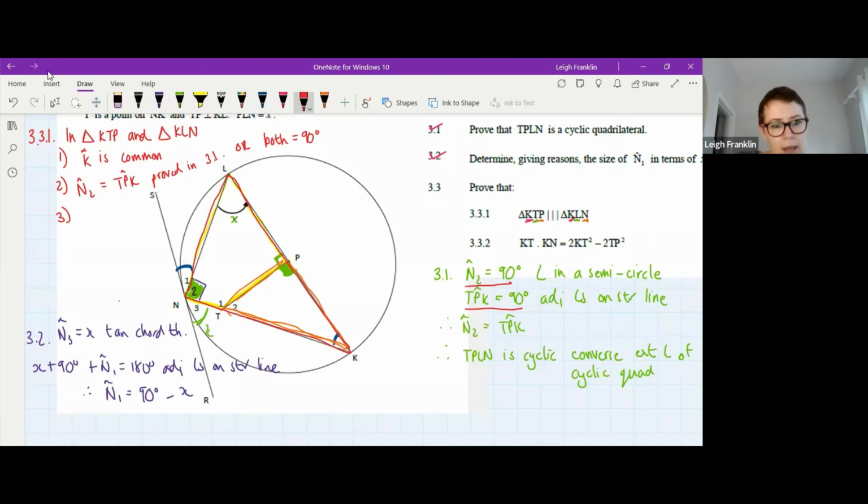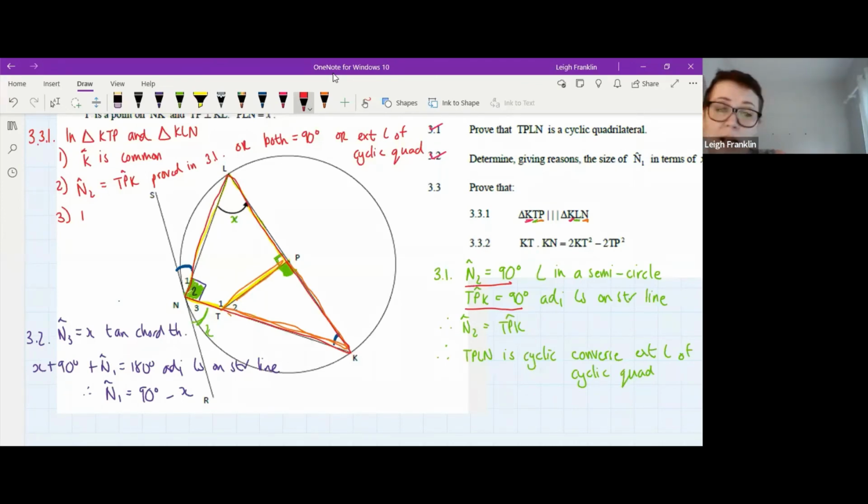Okay, so KN, so that would be angle L. Can we say that angle N2 is equal to TPK because of what's this? Opposite angles of a cyclic quad. No, what's the extra angle of a cyclic quad? Absolutely, Anza. 100%. That's another thing that we could have said there: exterior angle of cyclic quad. Excellent spot. Well done. Okay, so proved in 3.1, or they're both equal to 90, or exterior angle of cyclic quad.